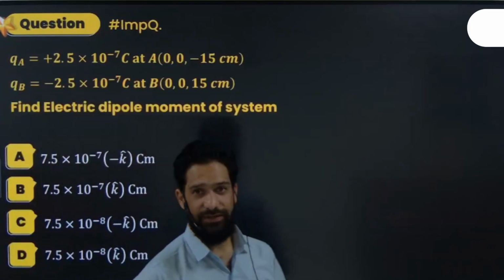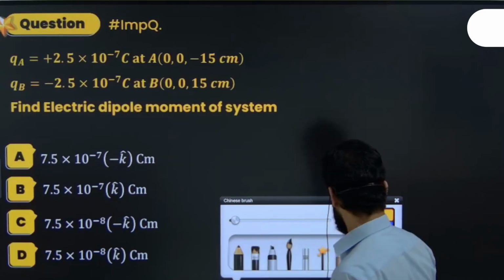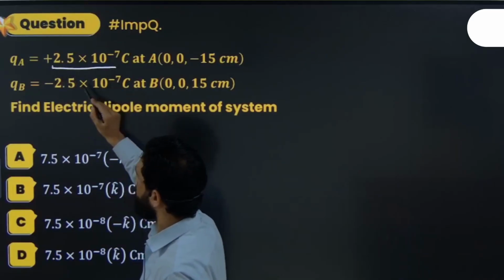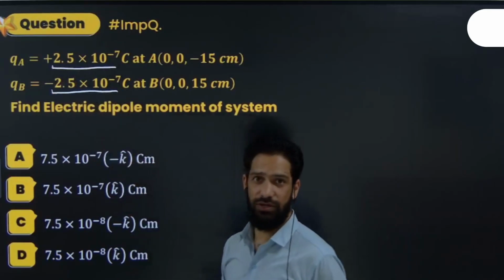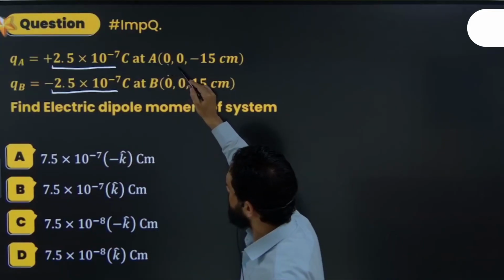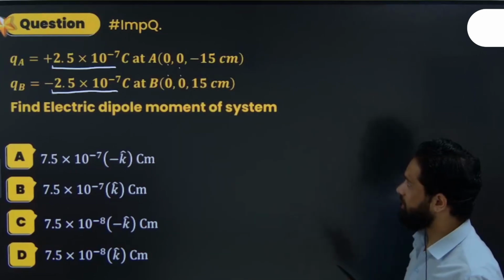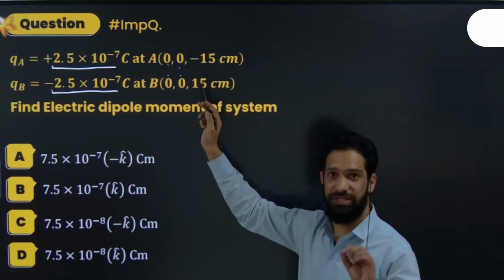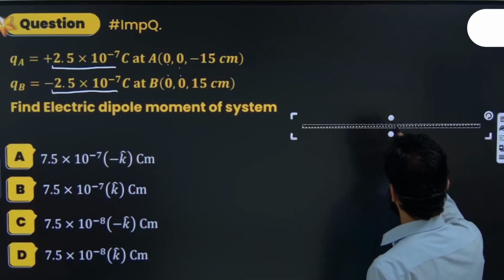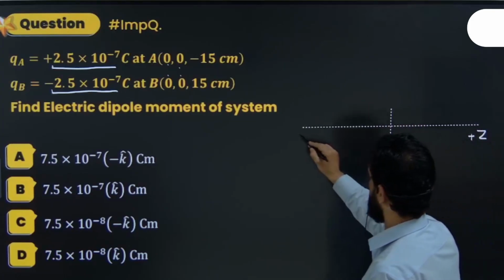Okay, now it's given there are a charge A and charge B, and magnitude of each charge is given. As you can see, they are opposite. Plus 2.5 10 power minus 7 and minus 2.5 10 power minus 7 coulombs. They are kept at two different locations A and B, where the x coordinates are 0, y coordinates are 0, and you can see only there is the z coordinate. Z coordinate is changing. That means A charge, means positive charge, is kept at the negative side of the z axis. So if we choose this to be the z axis, it is the positive z, negative z.